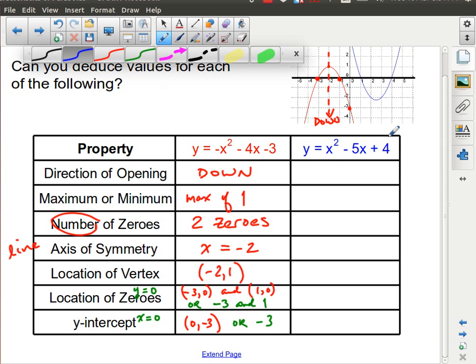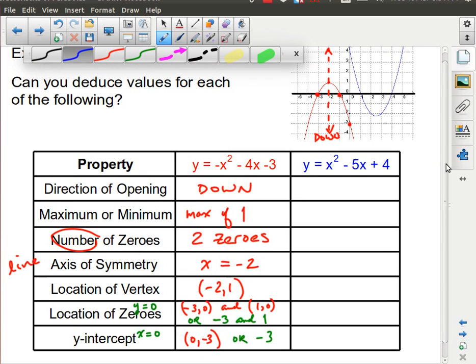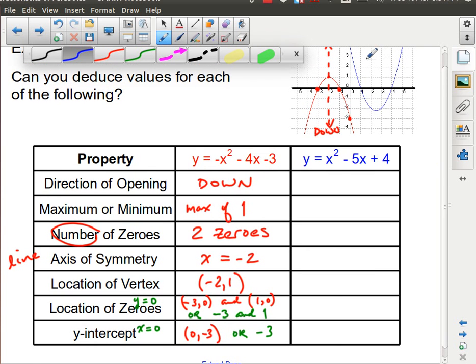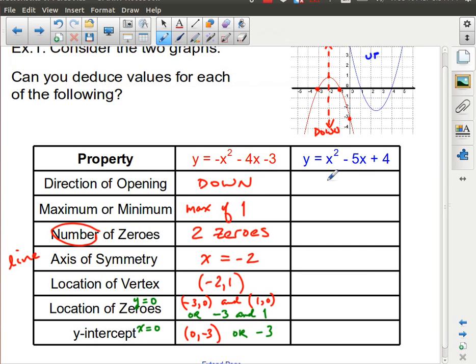Let's take a look at the blue graph. The direction of opening for this one, obviously the opening is on the upward side, so we just say it opens up. Is it a maximum or a minimum? This one, it opens up, which means it has a minimum, and its minimum in this case, well, actually, can't really see that very well, but if I had to guess, I would say it's of negative 2.25, which is negative 2 1/4 or negative 9/4.